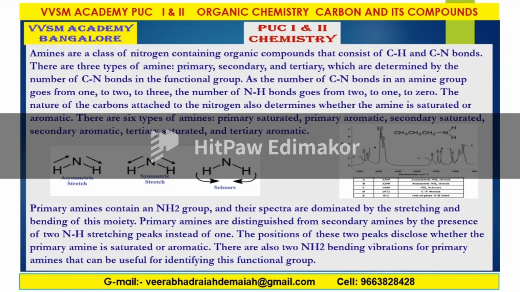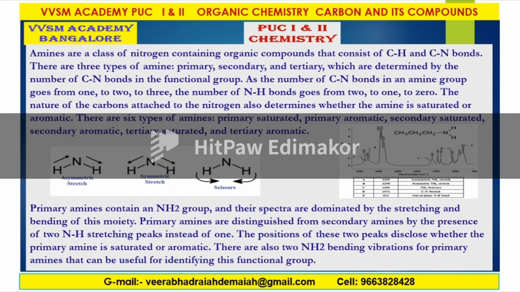Amines are a class of nitrogen-containing organic compounds consisting of CH and CN bonds. Already we have discussed CN bonds in the functional group. As the number of CN bonds in the amine group goes from 1, 2 to 3, the number of NH bonds goes from 2 to 1 to 0. I told you, as the CN bonds increase, NH bonds decrease.